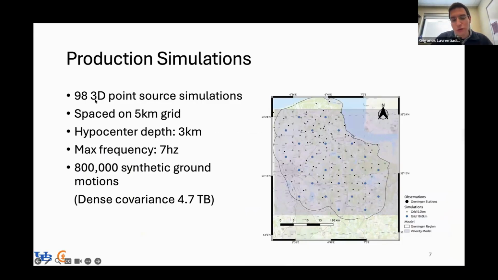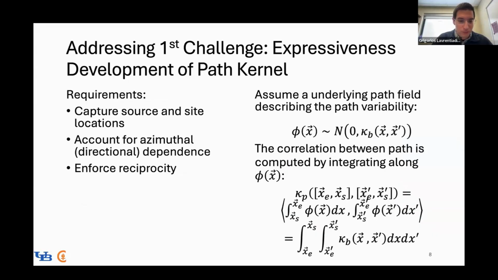And this illustrates one of the challenges that I pointed out at the beginning of the presentation. Trying to learn and develop a non-ergodic ground motion model with all these synthetic ground motions directly would have required a covariance matrix that would have been 4.7 terabytes. That is not available in a personal computer, and it's even difficult to find in a high-performance computing environment, which illustrates the need for efficient approximations.